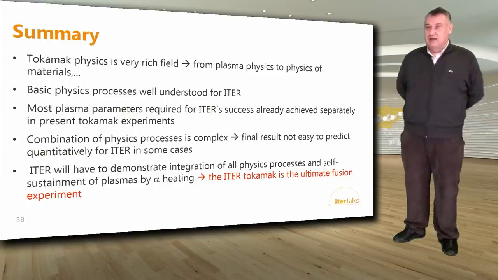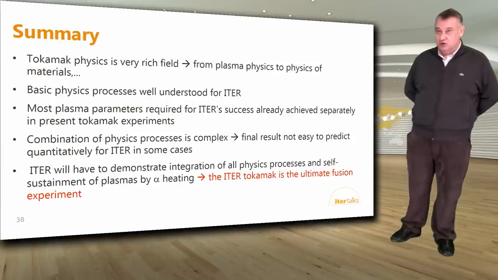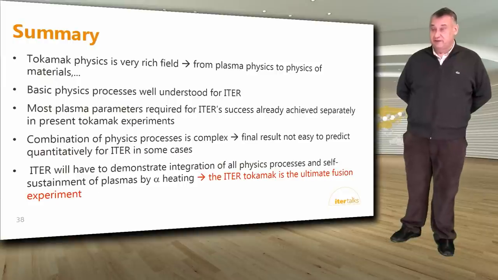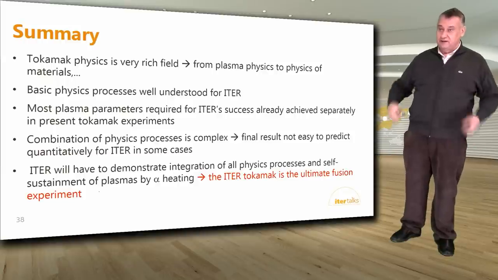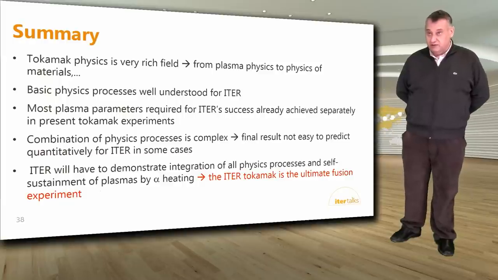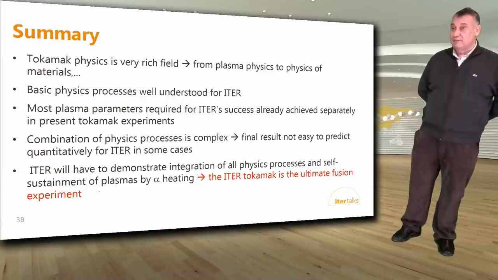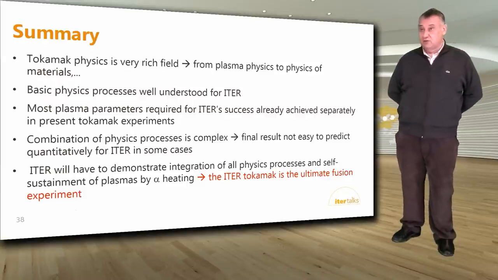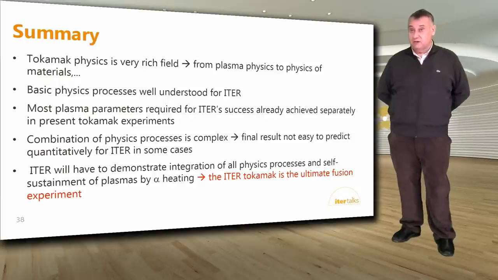With this, I come to the conclusion of my presentation. So I think I have tried to show that tokamak physics is a very rich field. We have a lot of plasma physics, we have atomic physics, we have physics of materials, of the interaction of the plasma with the wall. In general, the basic physics processes for ITER are well understood. We have also achieved all the plasma parameters which are required for ITER to have success in its mission, in a separate way in different tokamak experiments.